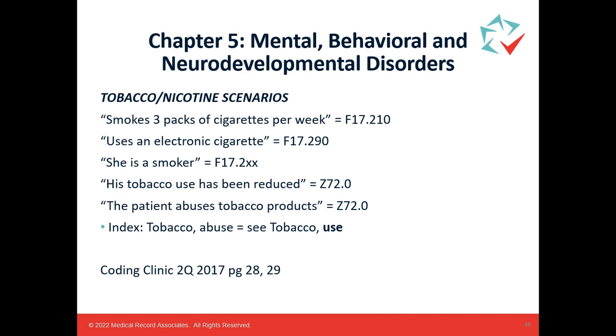His tobacco use has been reduced. You can use a Z72.0 there. The patient abuses tobacco products, also Z72.0. And if you index tobacco abuse, it actually tells you to see tobacco use. So again, coding conventions, coding guidelines. Make sure you know this coding clinic from 2017. It gives you some good scenarios.